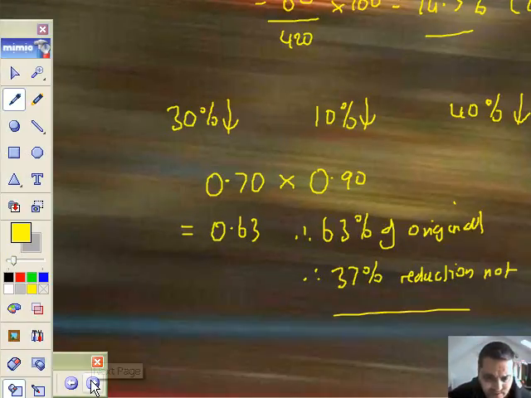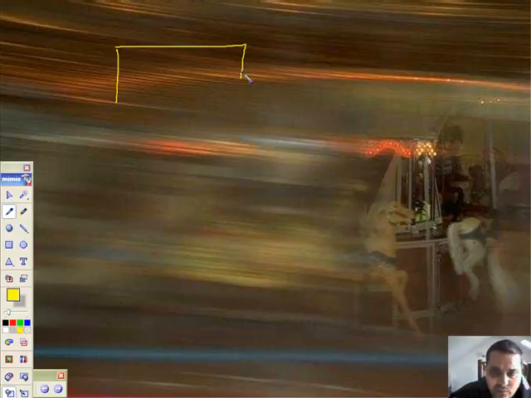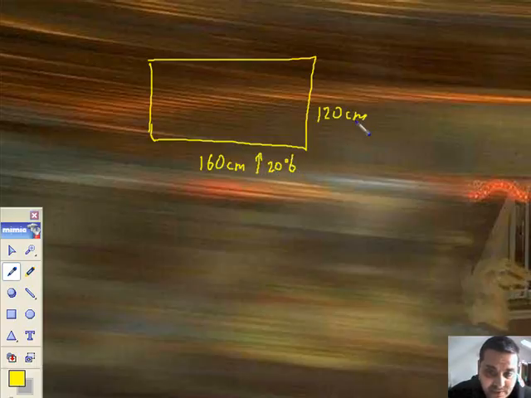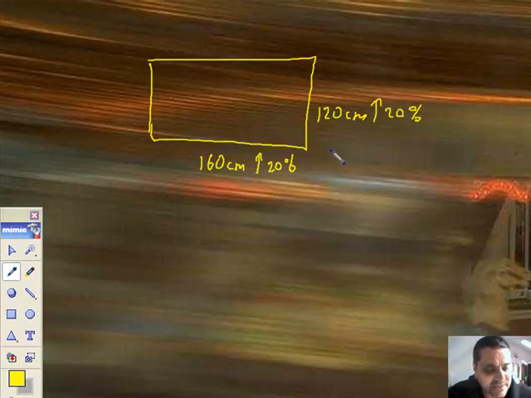Now, next question looks a little bit long, but I want to do it because it's interesting. It says a manufacturer makes rectangular rugs. I've got a rug 160 centimeters long and 120 centimeters wide. The manufacturer decides to increase both dimensions of the rug by 20%. Find the percentage increase in the perimeter of the rug.